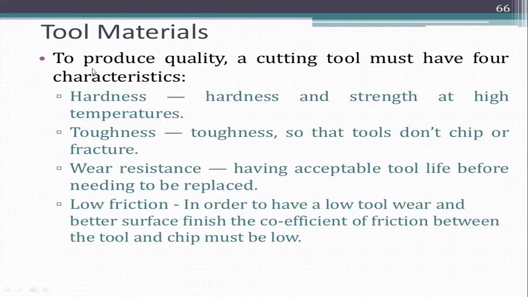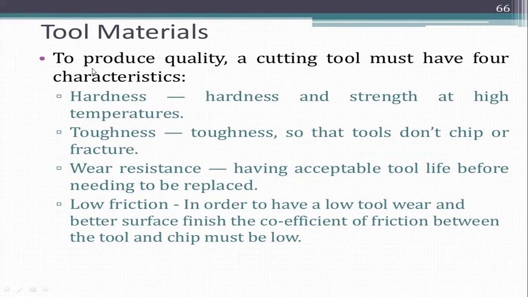To produce quality work, a cutting tool must have 4 characteristics: hardness, toughness, wear resistance, and low friction. Hardness means hardness and strength at high temperature. Toughness means the tool does not chip or fracture; it should not break.